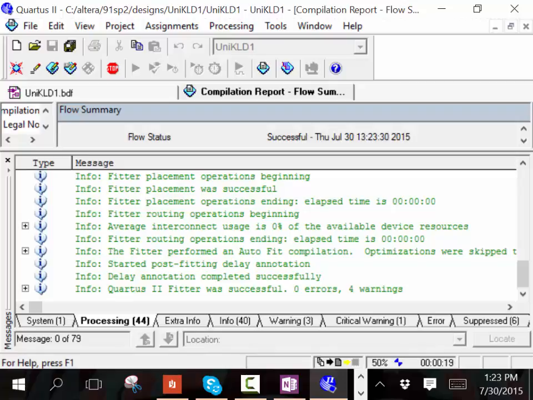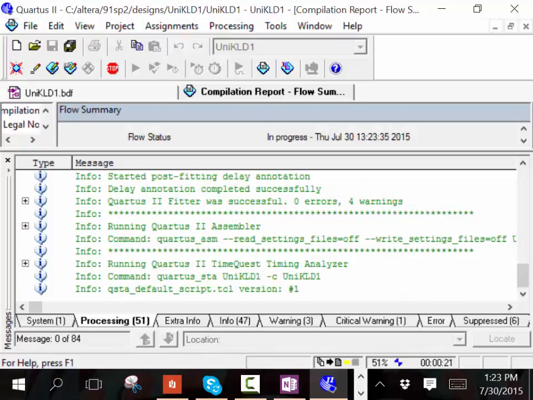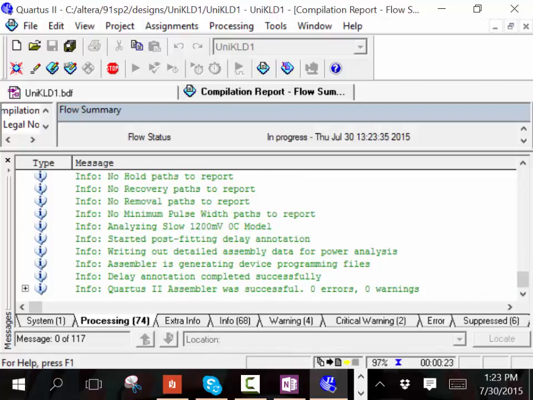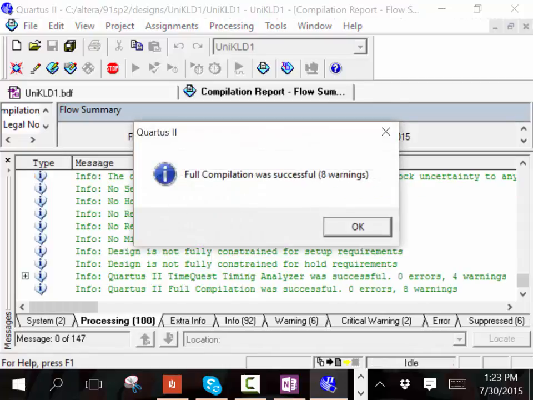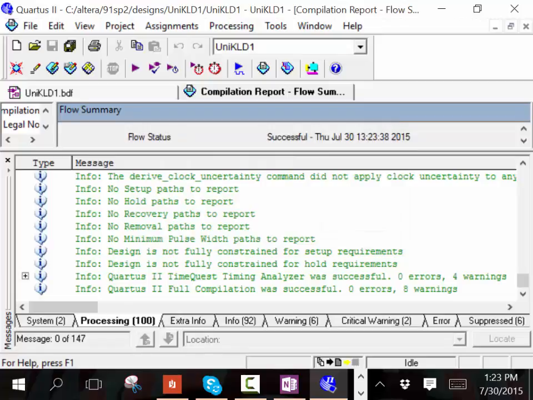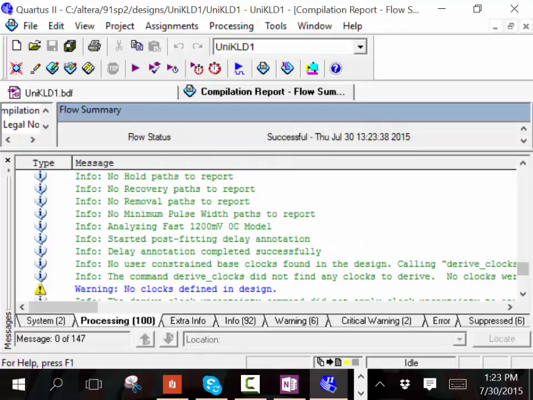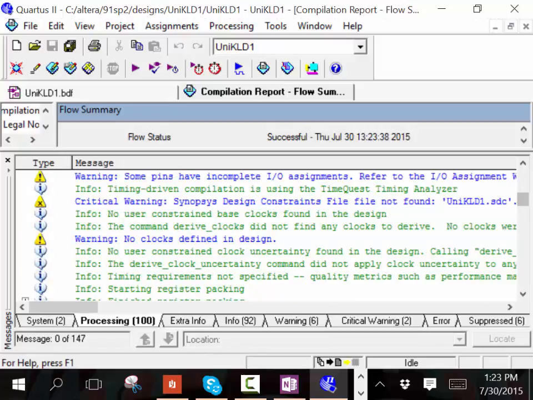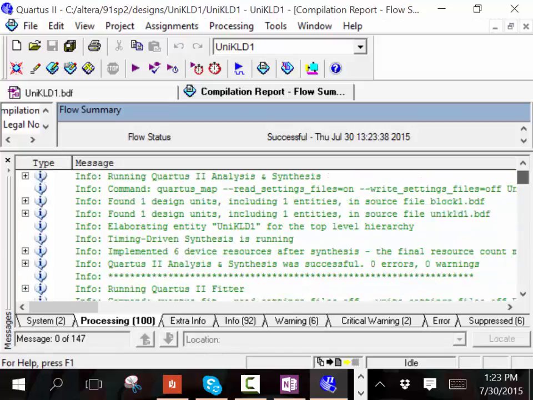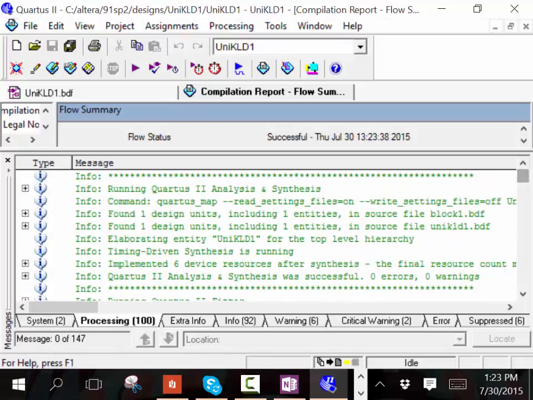It's giving me some warnings. The warnings are because I don't have the right timing information, and I don't have any clocks. This is a relatively simple circuit, so it gave me some warnings. I can look and see what they are: no clocks defined, constraints are not found, no clocks in design, some pins have complete idle. So I'm ignoring the warnings.